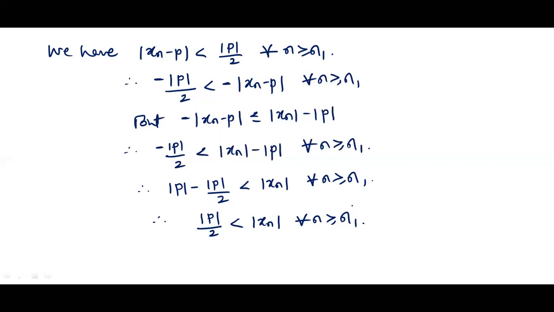And since mod p by 2 and mod xn are positive, we can write it as mod of 1 by xn is less than 2 by mod p for n greater equal n1. Okay.